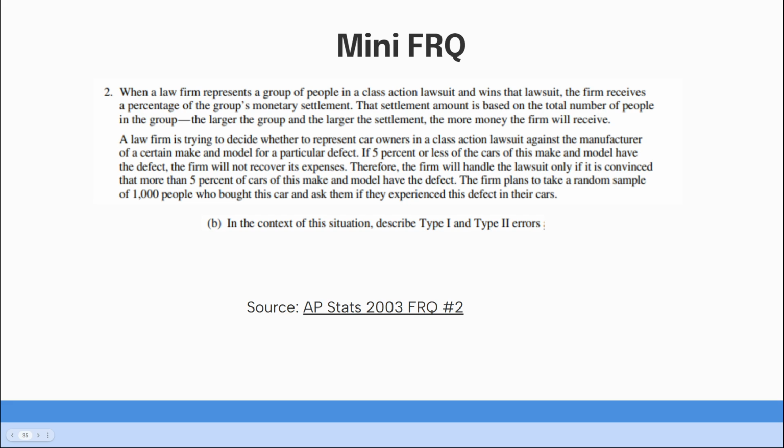When less than 5% have the defect, so when the null is true, but then you find that more than that have it. So you make a type 1 error when the null is true, but then you find convincing statistical evidence that the alternate is true. And then type 2 is just the other way around: in fact, more than 5% have the defect, but we find that less than 5% have the defect.